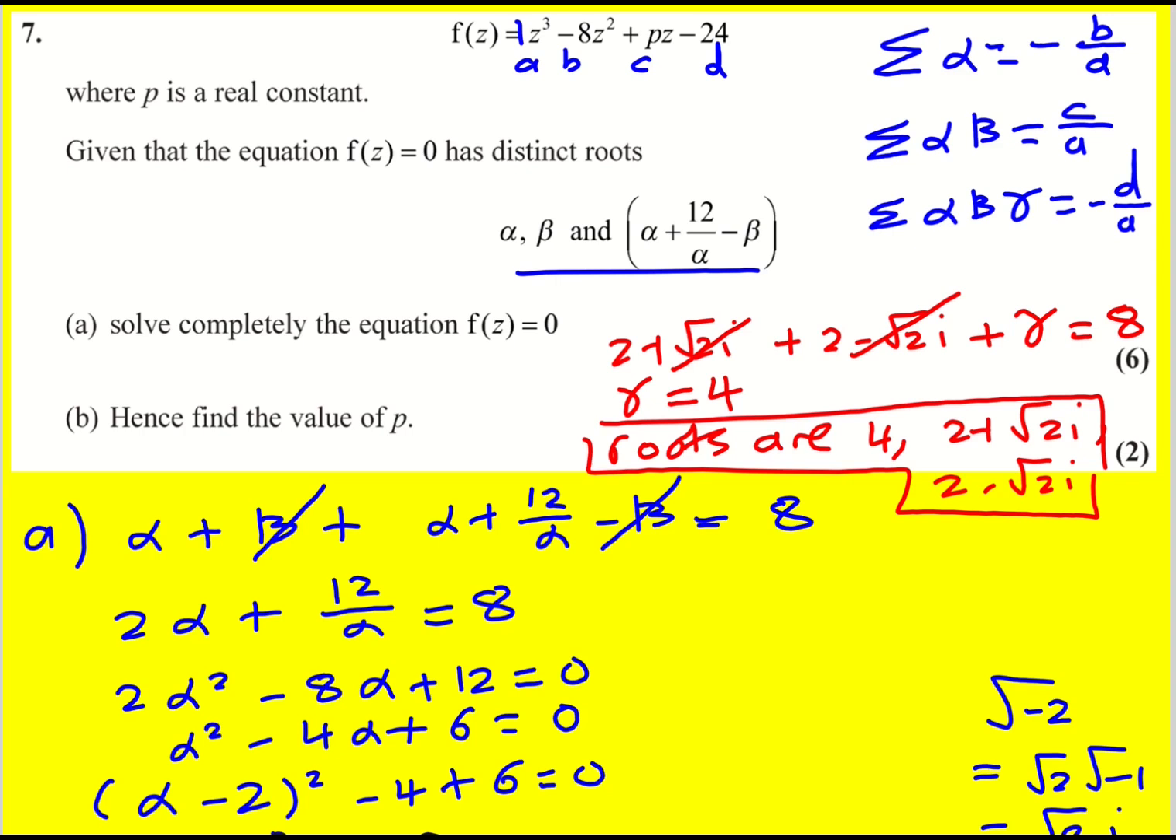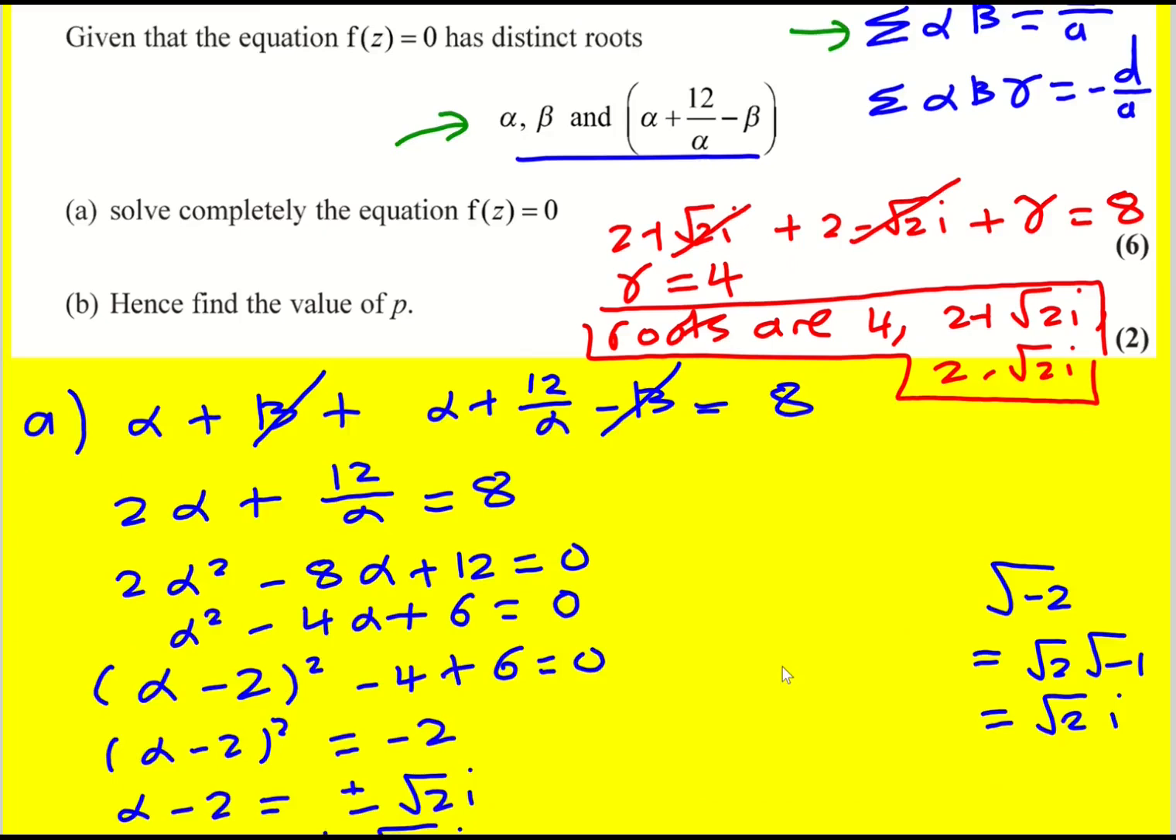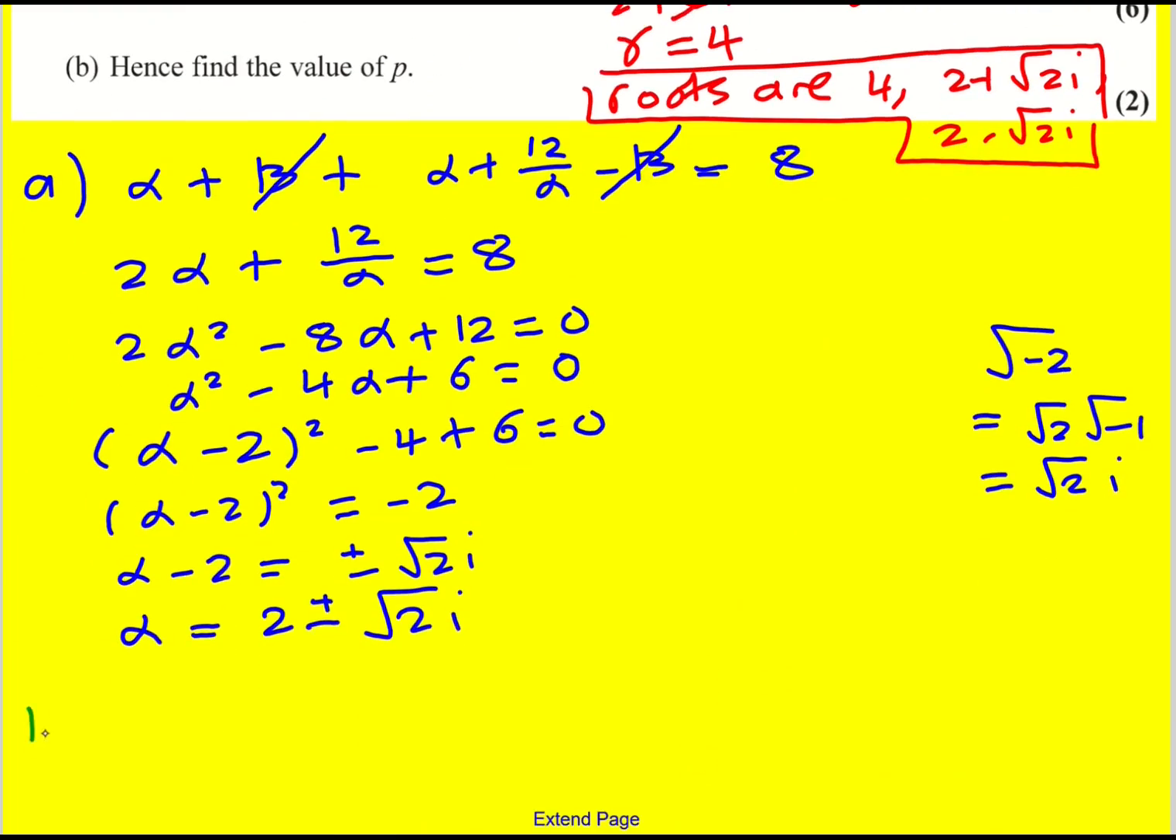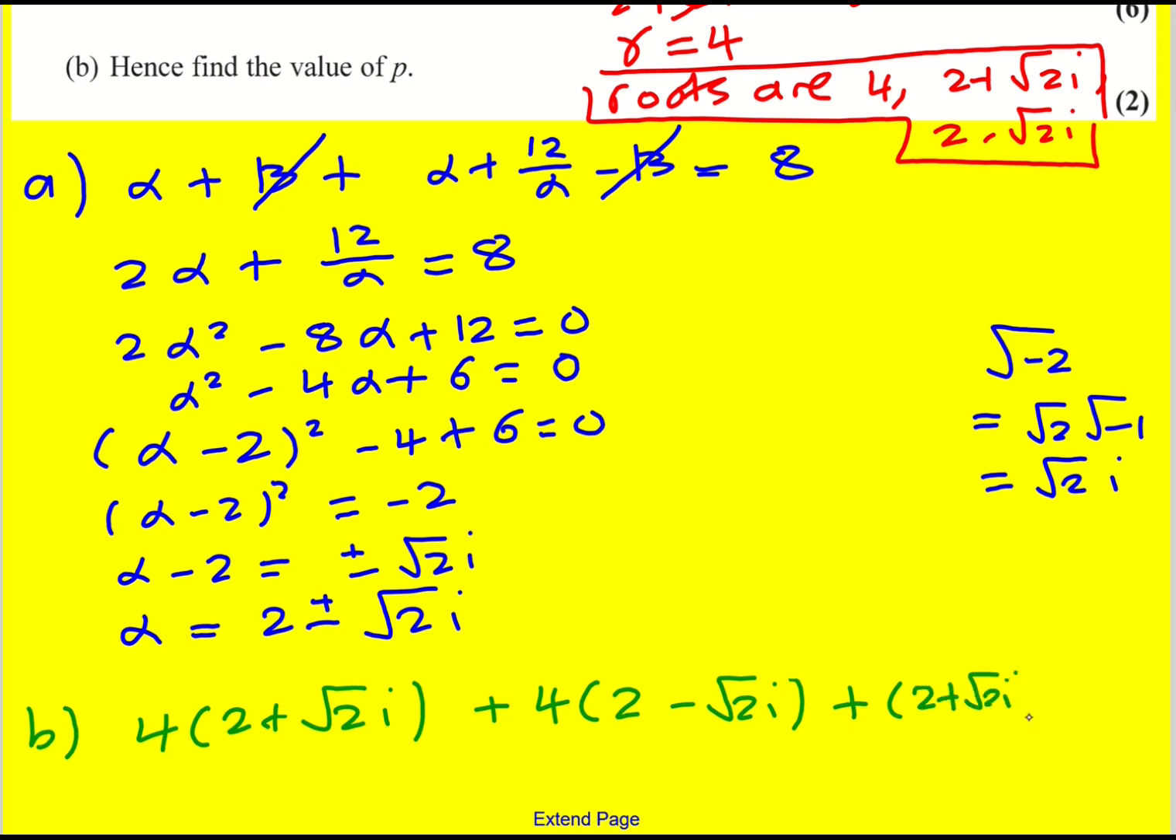Hence, find the value of p. So I wrote down all the summation formulae at the start. Actually, we've used that one. For p, we're going to need to use this one here. So now I can say, let's do the sum of the pairs. It doesn't matter about the order. Let's just pair them up and multiply them. So 4 times 2 plus root 2 i, plus 4 times 2 minus root 2 i, plus 2 plus root 2 i times 2 minus root 2 i.